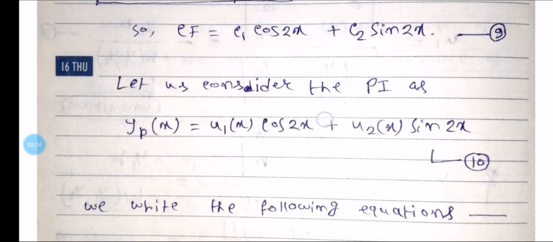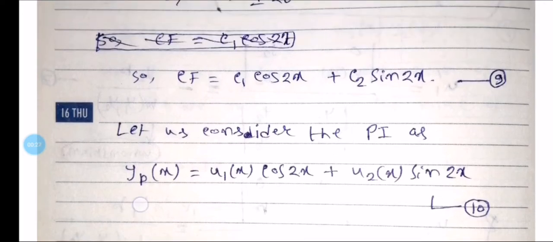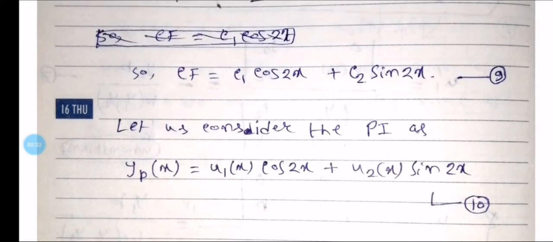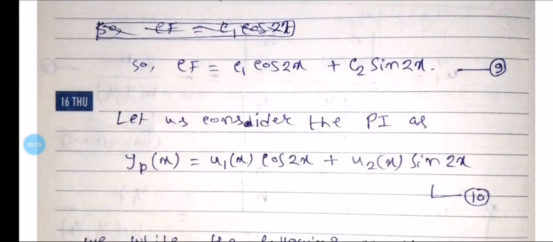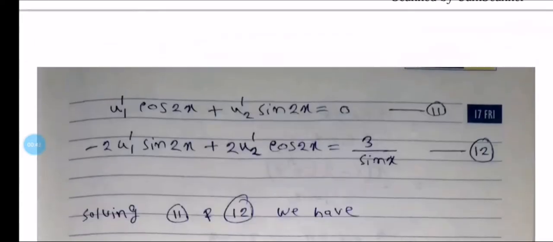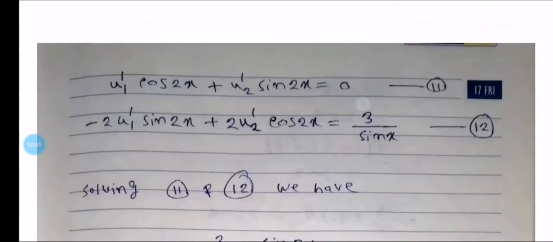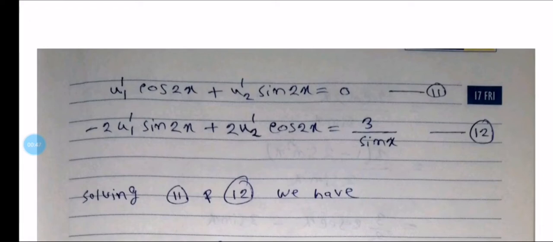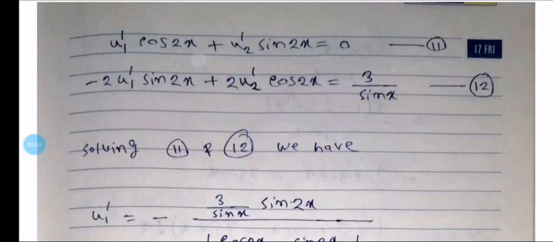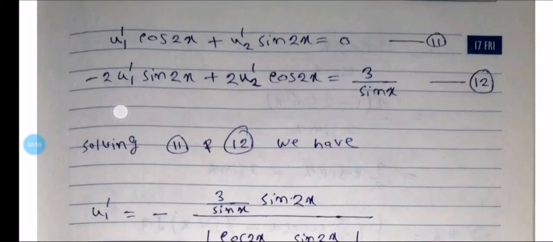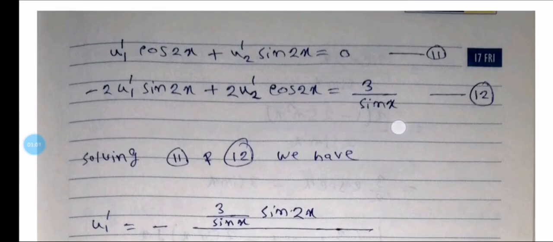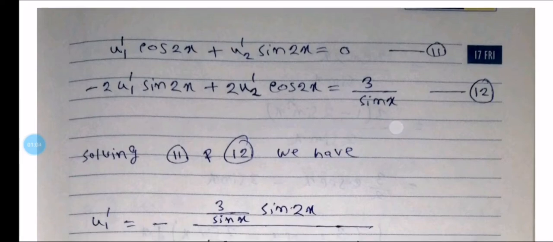Let us consider the PI as yp(x) = u1(x) cos 2x + u2(x) sin 2x. In place of c1 we will put u1, and in place of c2 we will put u2, and cos 2x and sin 2x we keep the same. So we will get the following equations in u1 and u2. u1' cos 2x + u2' sin 2x = 0, and then we take the derivative of cos 2x and sin 2x in the second equation. So -2 u1' sin 2x + 2 u2' cos 2x equals the non-homogeneous part r(x), which is 3 by sin x.